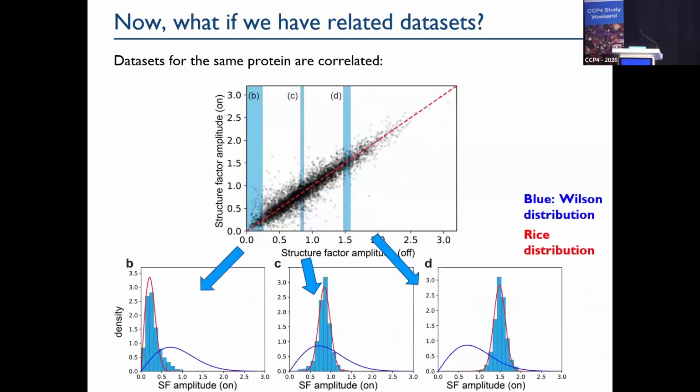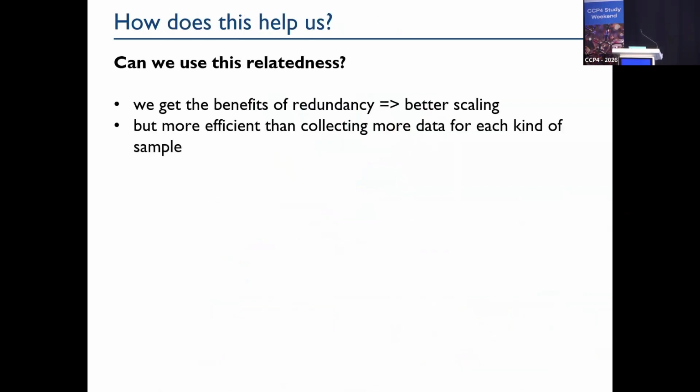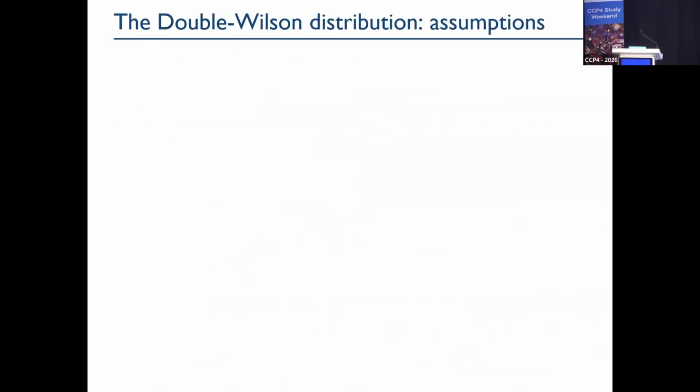So here's another example from time-resolved crystallography where the correlations tend to be even stronger. And we can use this information to condition scaling of the data. All right. So that's again the idea. I got ahead of myself.